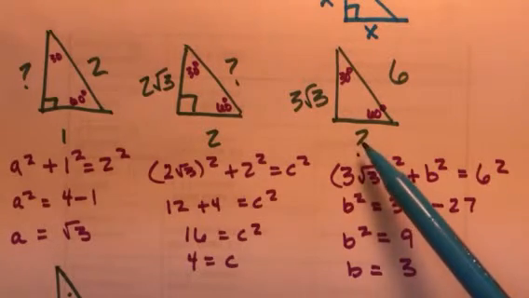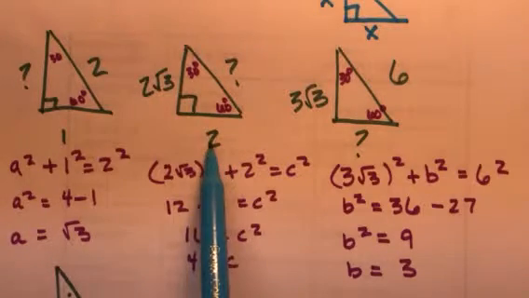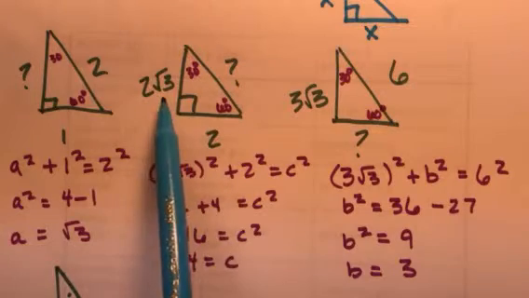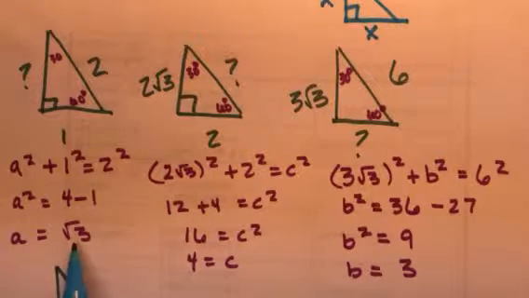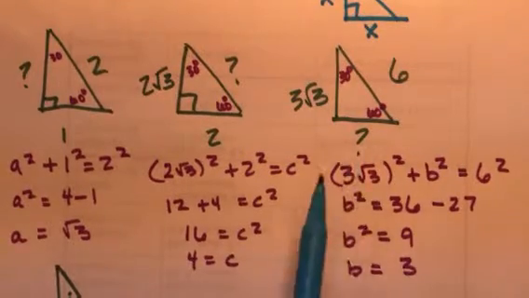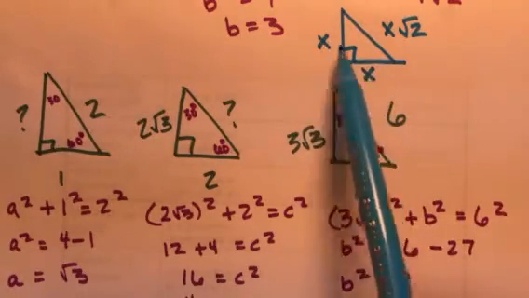What about the relationship between the short leg and the long leg? Right here. Here's my short leg, here's my long leg. What did I do? It's 1 to root 3. So to get the long leg, I multiply the short leg by square root of 3. Is that true here too? It is. And is it true here? Yes, it is.